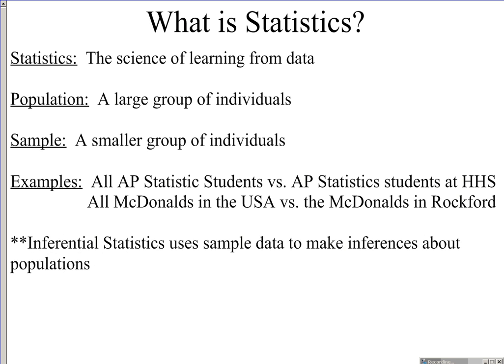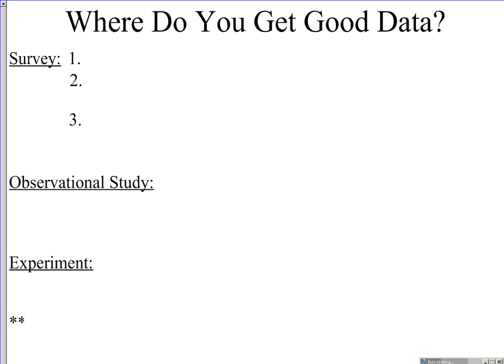The second semester is when we will get into our inferential statistics, and inferential statistics uses sample data to make inferences about populations. So how do we get good data? One thing you're going to learn throughout this year is that just because you have a data set does not mean it's a good data set, and we'll talk about how we can take safeguards when we are taking our samples so that we do get a good data set.